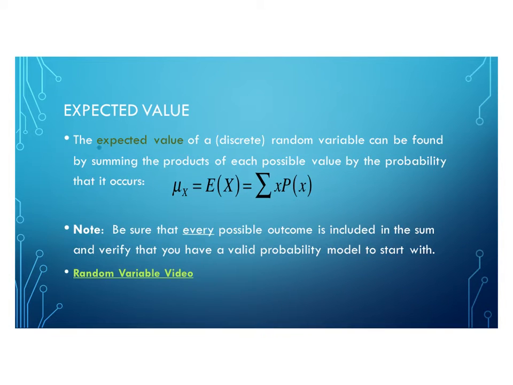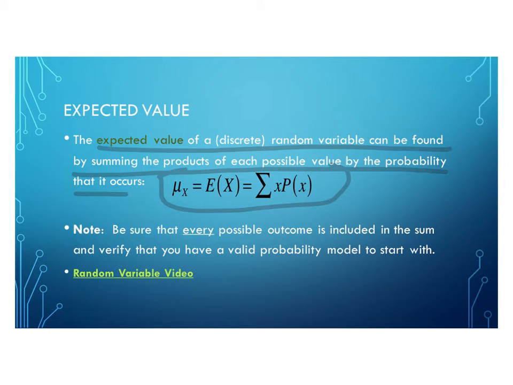So the expected value of a discrete random variable can be found by summing the products of each value by the probability that it occurs. This is the formula that appears on your yellow formula sheet. So you're going to essentially take the sum of all of the x values times their probabilities. Now, you need to make sure every possible outcome is included in that sum and verify you have a valid probability model to start with.